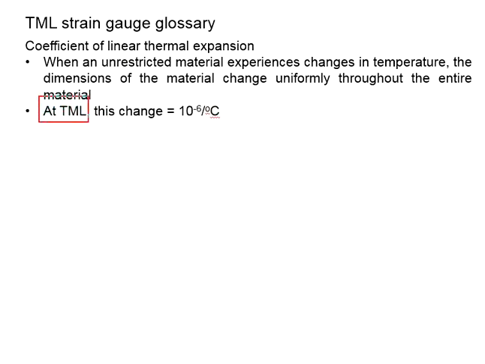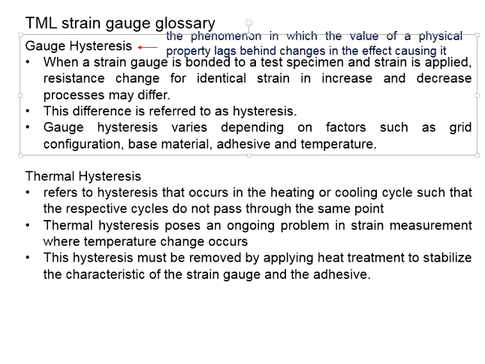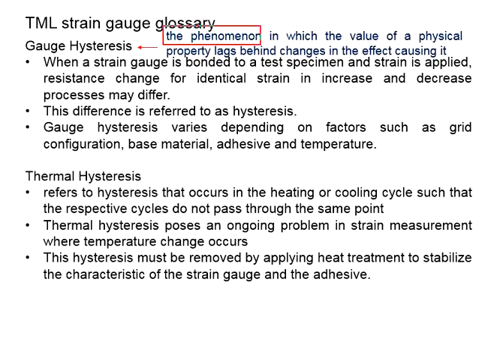Now, in terms of TML, the coefficient of linear thermal expansion is 10 to the power of -6 per degree Celsius. Next, we talk about gauge hysteresis. What is hysteresis? It is referring to the phenomenon in which the value of a physical property lags behind the changes of the effect causing it. What does it mean? That means a delayed response of the gauge in terms of the measured value versus the actual strain.